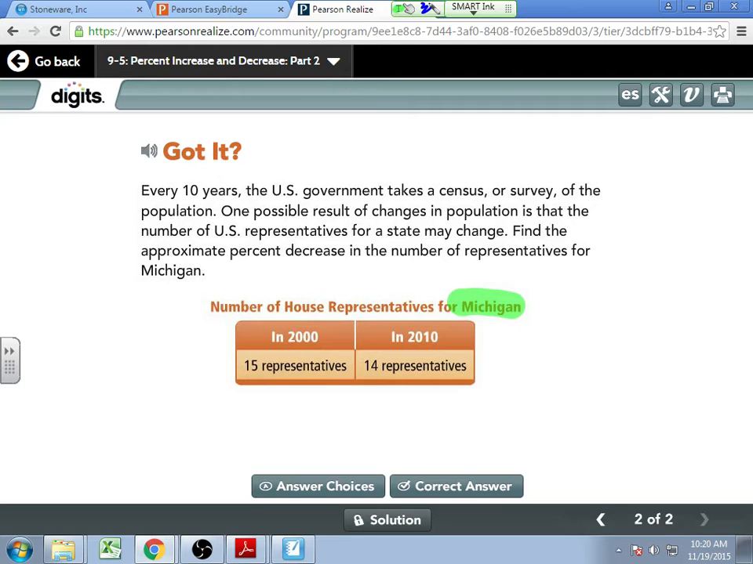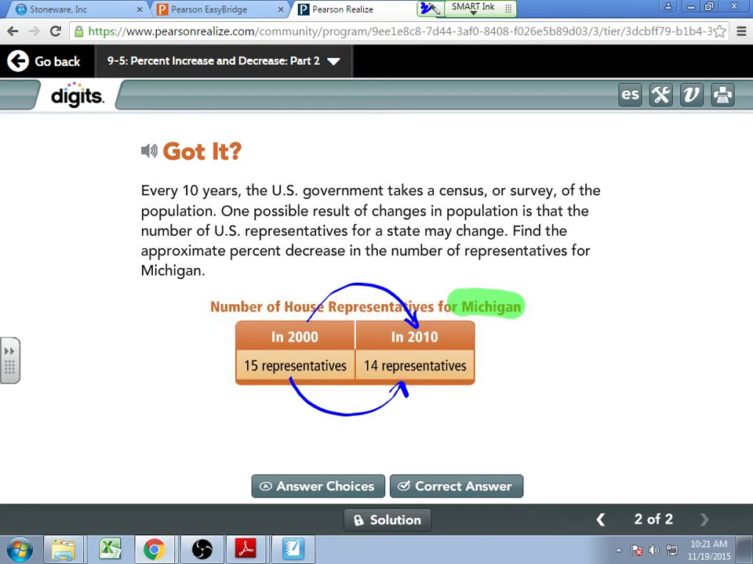So here's why I talk about that. When your population changes, the number of representatives you get changes. How many senators does each state get? Each state gets 2 senators no matter what. There are 100 senators in the Senate. The Senate is equal representation. The House of Representatives is proportional representation based on population. So between 2000 and 2010, if Michigan lost a representative, what do you think happened to their population?